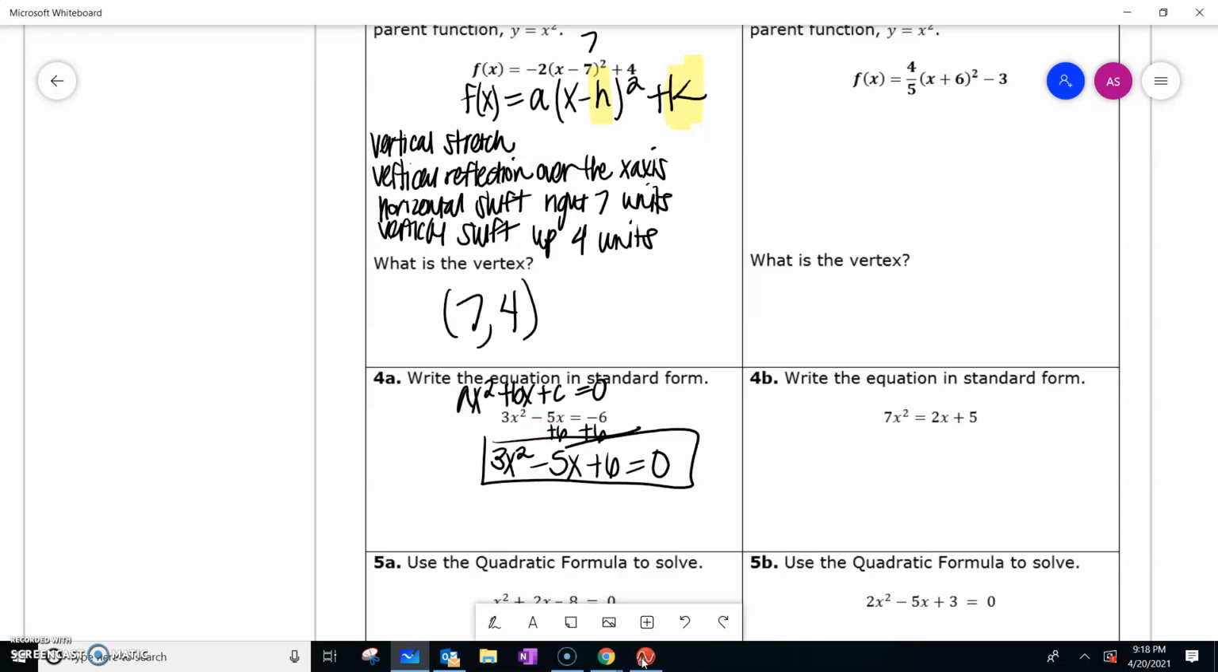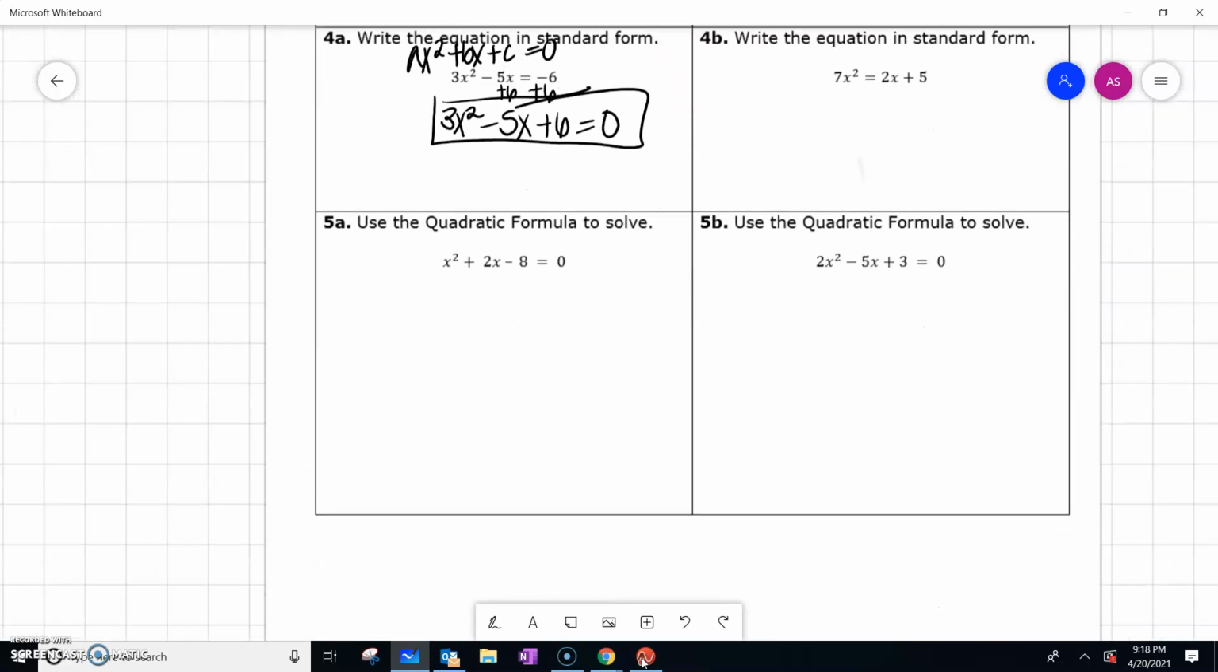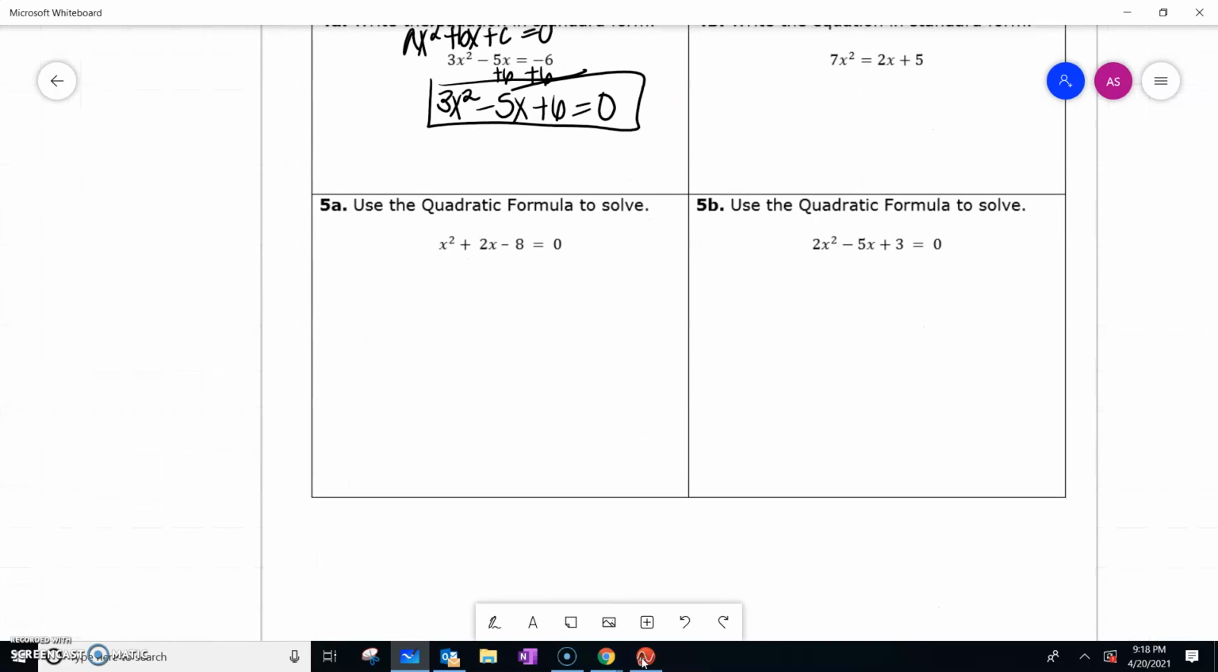All right, and then our last problem. This is going to be a lot. I'm hoping I don't get cut off on this video. But we're going to solve using the quadratic formula. Okay. The quadratic formula is given to you on a formula sheet as well, so it's nothing that you have to memorize. And we're going to have x equals -b plus or minus the square root of b squared minus 4ac, all divided by 2a.